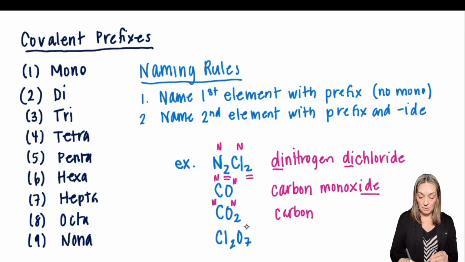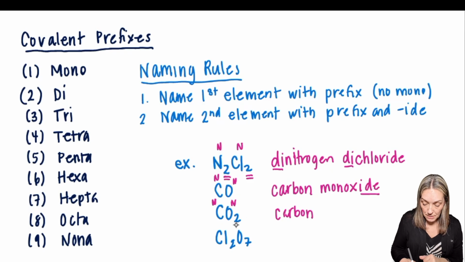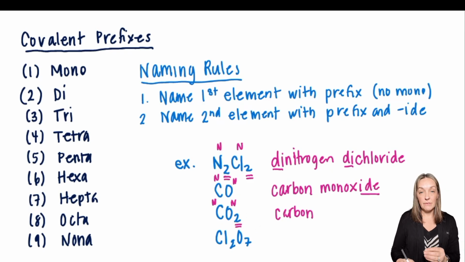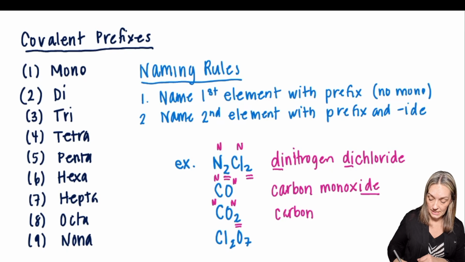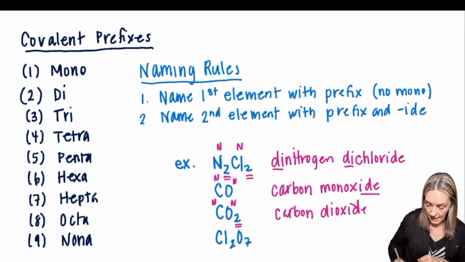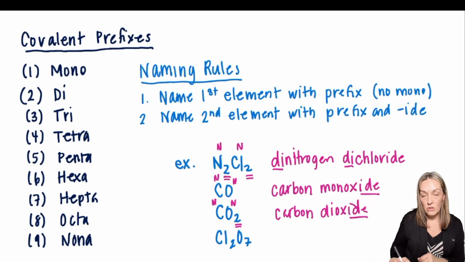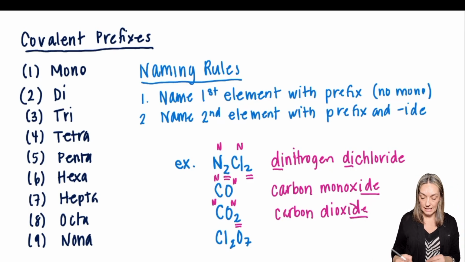When I go to the second element, this time again it's oxygen, but notice that I have 2 of them. Because I have 2 of them, I'm going to use the prefix for 2, which is di, and this is carbon dioxide. I'm always going to change the ending of the second element to IDE.